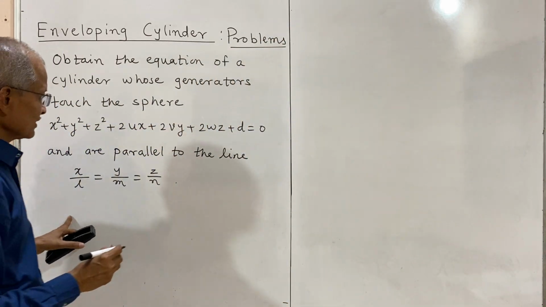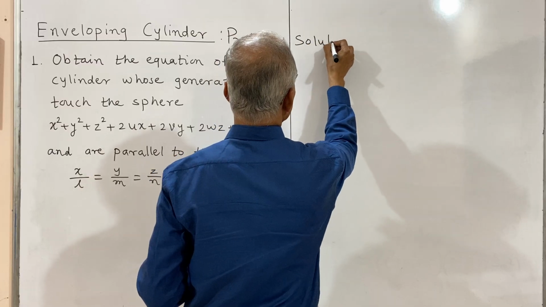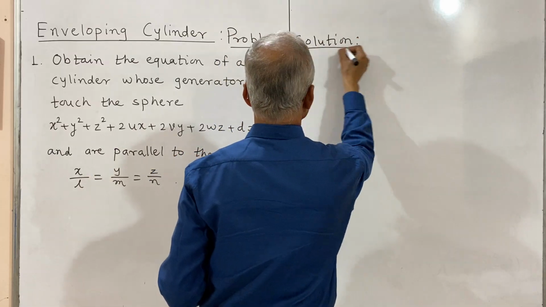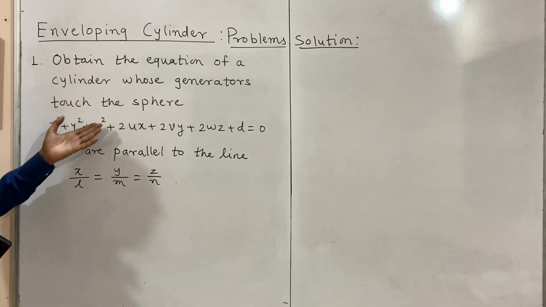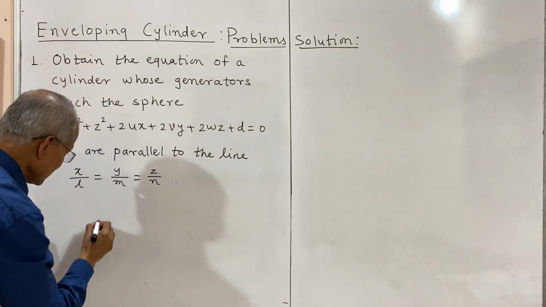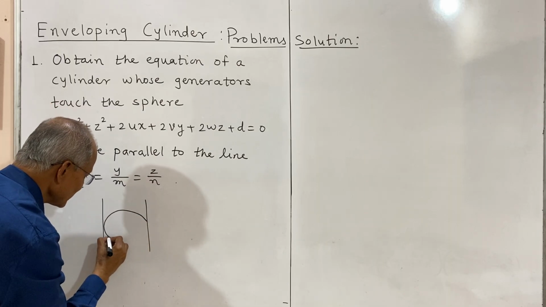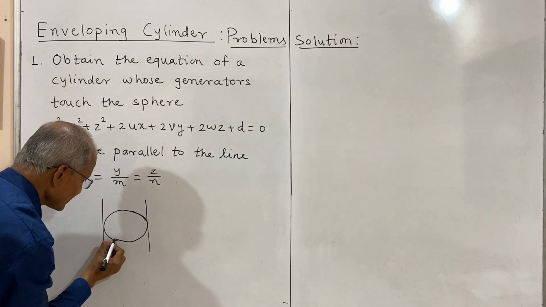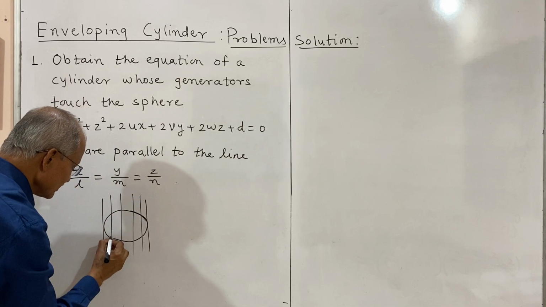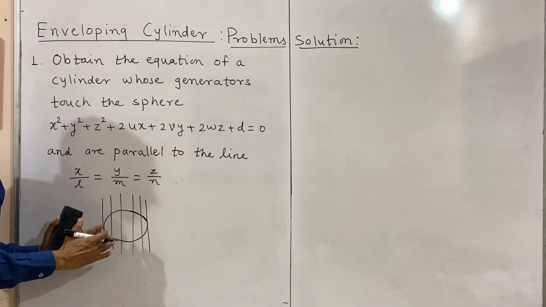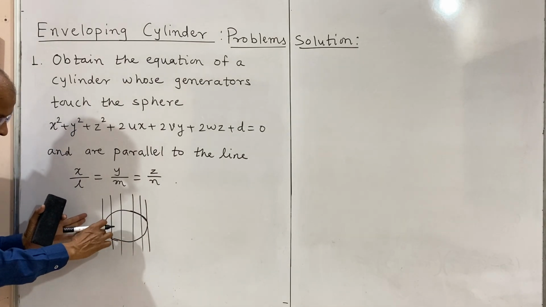Now we shall start the solution. Suppose there is a general point alpha, beta, gamma, any point on the enveloping cylinder. Now see, the enveloping cylinder we have seen will be like this. It is a sphere inside this cylinder, and that will be covered by the cylinder. So that is the enveloping cylinder. All these generators will touch the sphere.